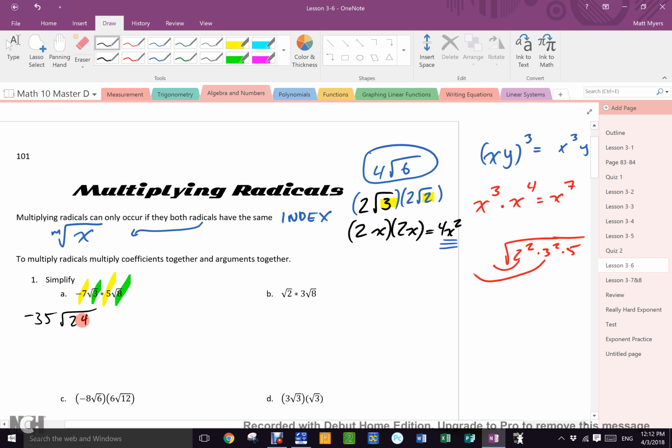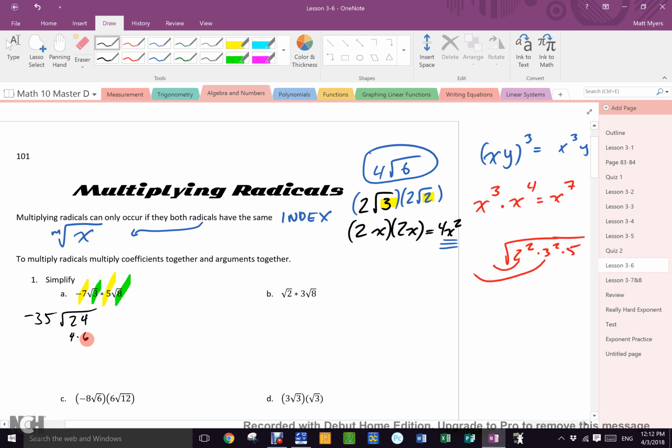If I showed you that 2 classroom days ago, what would you do with it? What would you do with root 24? You would simplify it, right? How? By breaking down 24 into what? To get out the groups of 2. I would say that's 4 times 6.